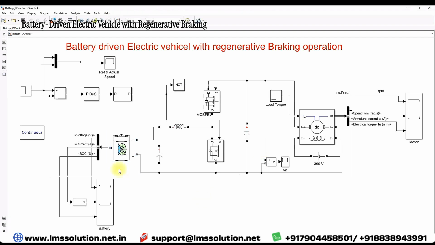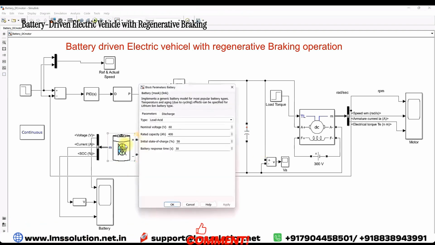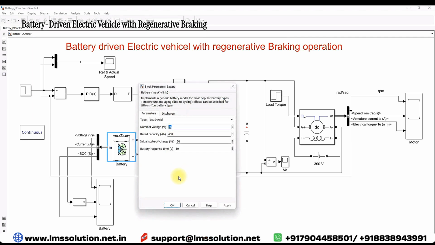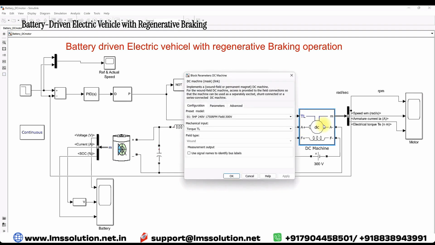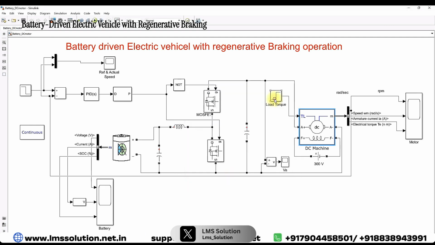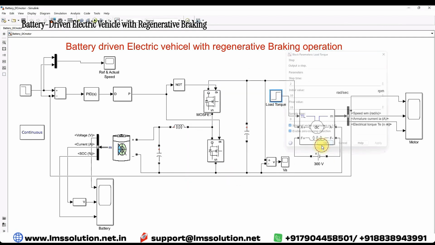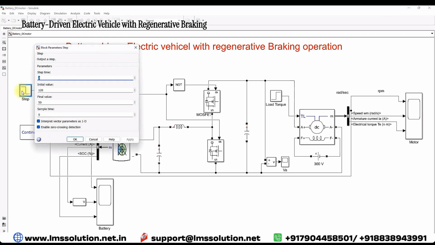I'm going to explain here. We consider the battery voltage as 60 volts and the rated capacity is 400 Ah. The battery SOC is 50%. This is the machine we are having. Here we are using a 240 volt machine with a rated speed of 1750 rpm and a 300 volt DC motor, and the rated power is 5 HP. Then we are applying a load torque of 10 Newton meter, and here we have the reference speed condition.